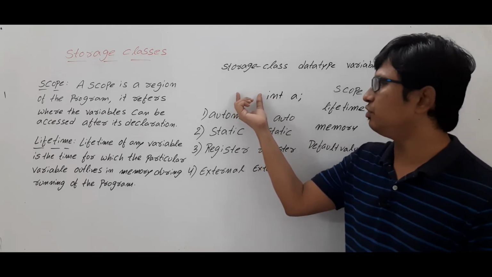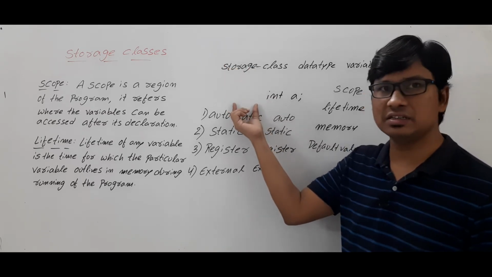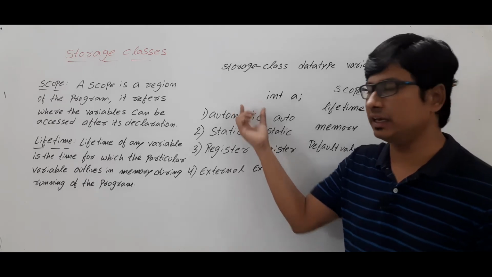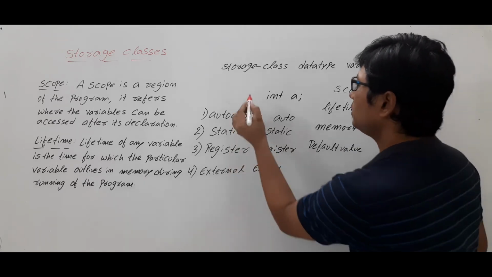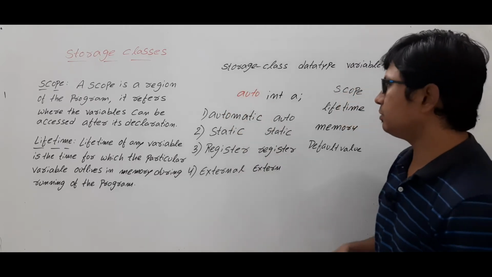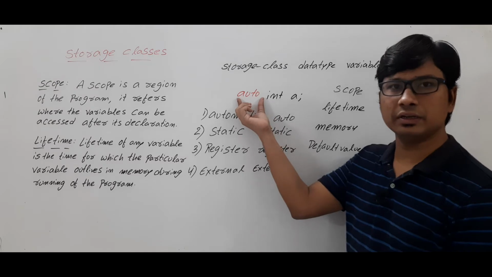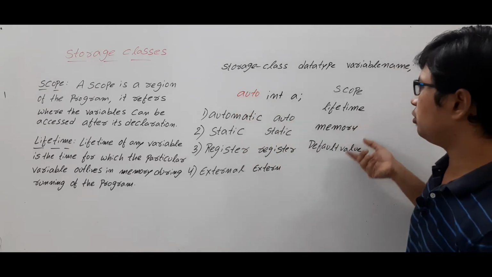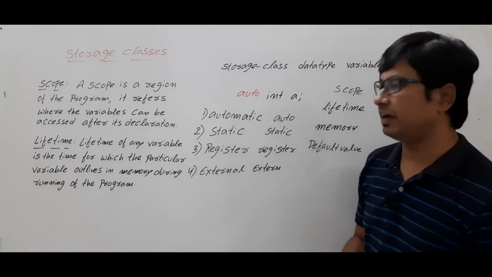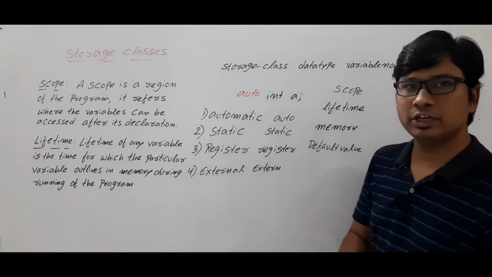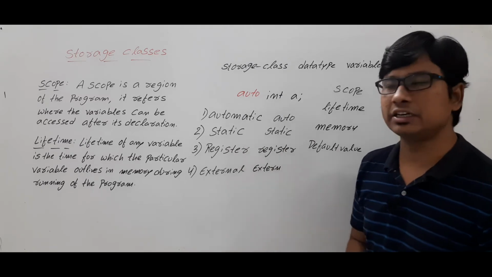Is it clear? If you do not specify the storage class, it will be an automatic variable, based on where you are declaring it. So if you want to make it explicitly an automatic variable, you have to specify auto here. Then based on the lifetime and scope, it will be defined. Now let me discuss the automatic variable, then the static variable, then the register variable, then the external variable.